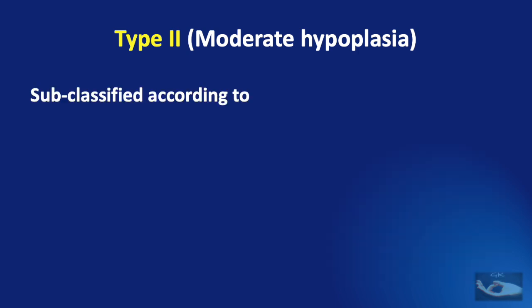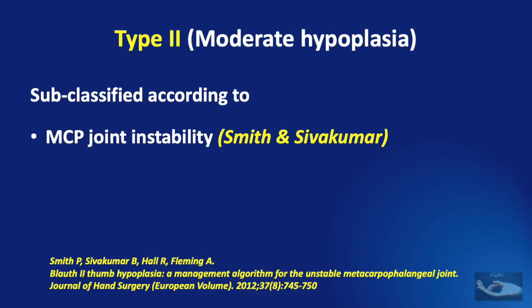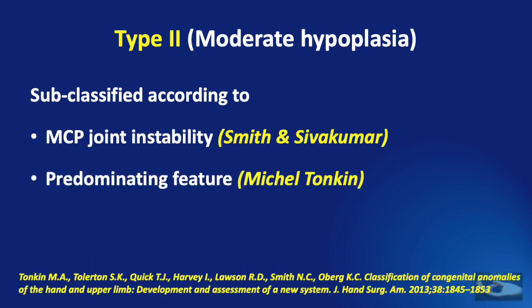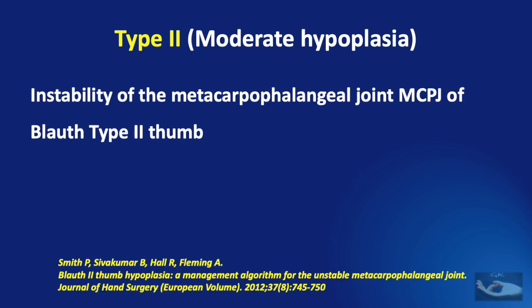This type 2 congenital thumb hypoplasia can be subclassified according to the metacarpophalangeal joint instability as described by Smith and Shivakumar, or according to the predominating feature of the condition as classified by Michael Tonkin. This subclassification helps because the treatment approach differs in each of these conditions.